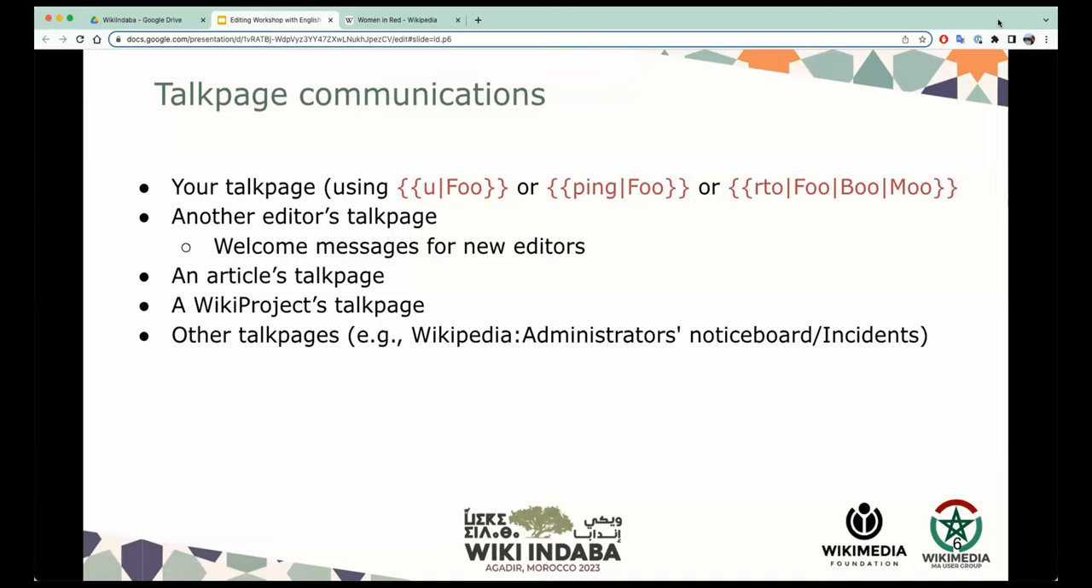If someone writes to you, write back so that they know you've written to them by using the curly braces, you, and their name, or curly braces with a ping and their name. But do reply, please be kind. Ask them to understand what they're saying.